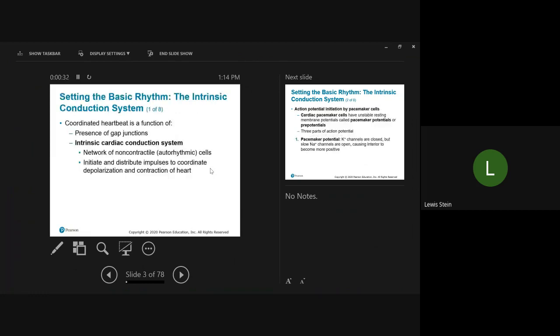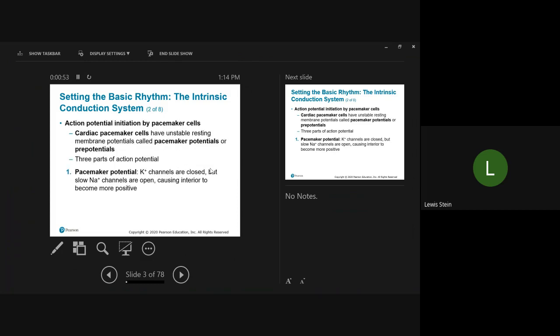So gap junctions, because the signal goes from one cell to the other, and the fact that you have this network of different kinds of cells. You have the autorhythmic, which are basically the conducting system, which are non-contractile. You have contractile cells, and then of course you have supportive cells on top of it. So effectively, pacemaker potentials are the idea behind this.